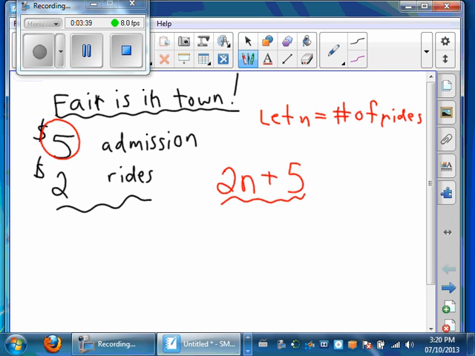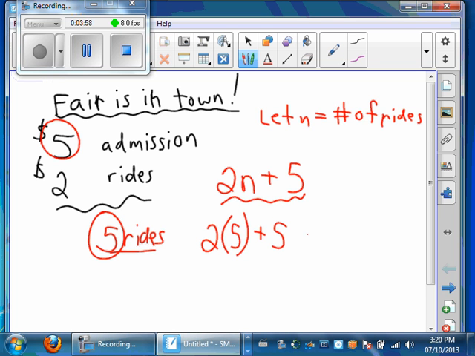No matter how many rides I go on, I can still use this to solve it. And just to prove it, let's say, for example, we went on 5 rides while we were there. So then what we would do is we'd simply plug in 5 for n. So we'd say 2 times 5 plus 5 equals, and we've got 10 plus 5, and it costs us a total of $15. So that is our expression being used in a very practical way.